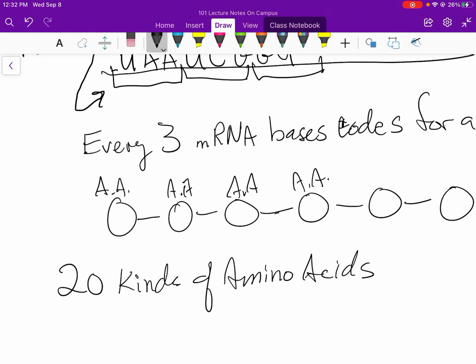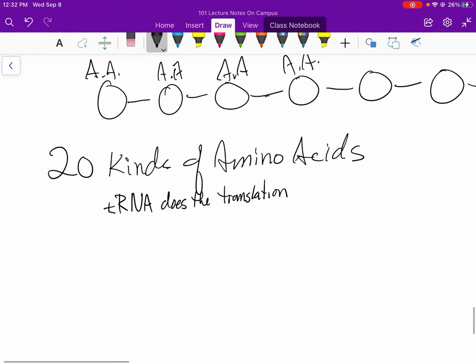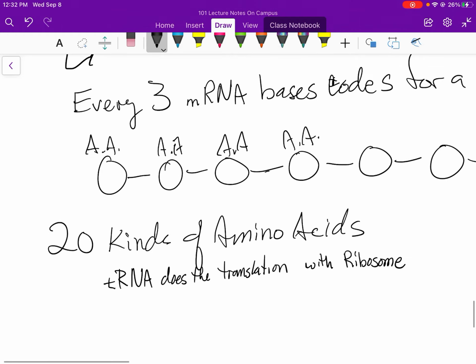And the ribosome does it with the help of a thing called transfer RNA, which is another kind of RNA. tRNA does the translation. I'm not going to explain that as part of this class. There are tons of videos online you can see. It does it with the ribosome, which is actually itself made of RNA, but a very much larger chunk of RNA that does this whole translation part.